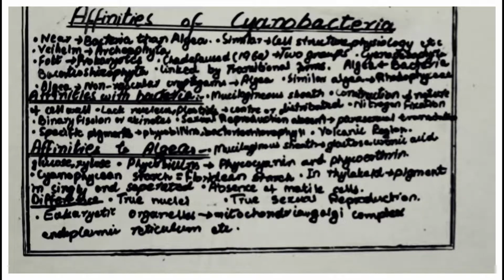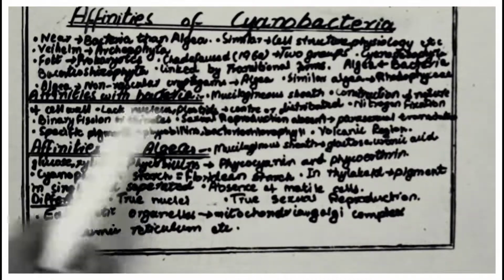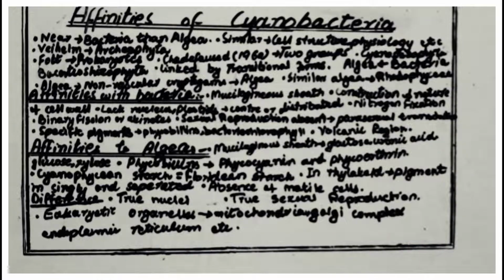So this is a little history about the cyanobacteria, how the blue green algae is classified. If it is more similar to the algae, what points do they focus on? It has non-vascular cryptogams, non-vascular tissue. So it is similar to the algae in this case, and it has so many similarities with the bacteria too. And if it is similar to the algae, it is more similar to the red algae, Rhodophyta.